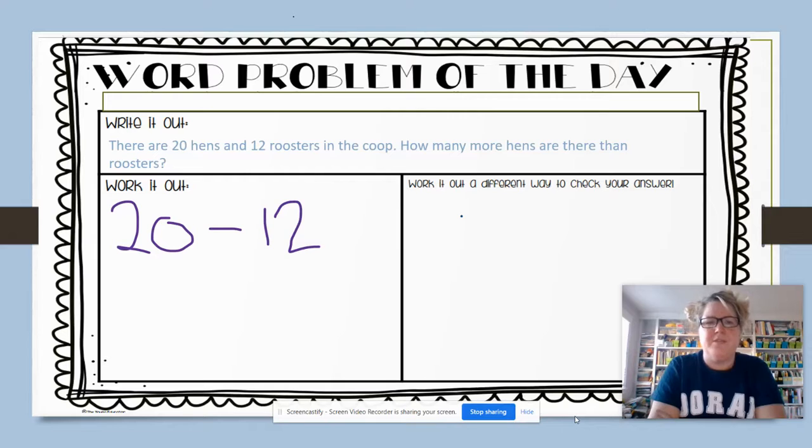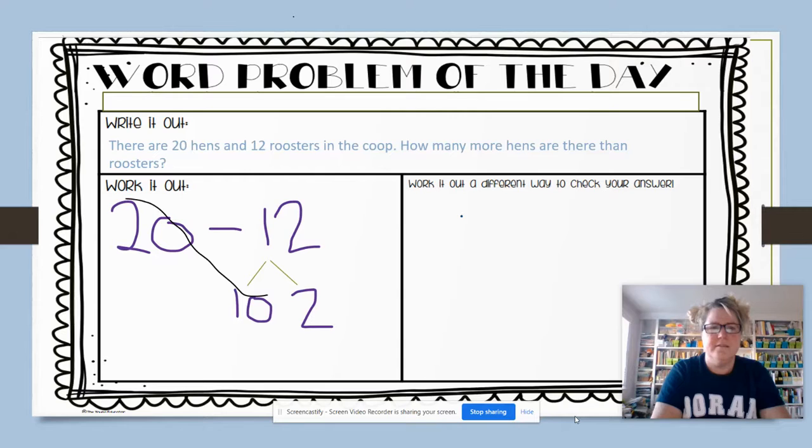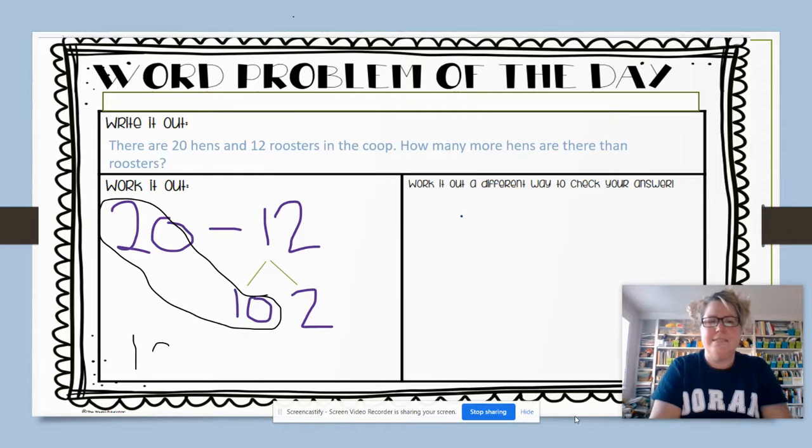And I'm going to break up my 12 because remember, I want to take that 12 from the 20 because that 12 represents my roosters. And it wants to know how many more hens there are. So I want to take the roosters away so I can figure that out. So I already see a 10, so I'm going to break that 12 into a 10 and a 2. So now I know that from my 20, I can take away 10, right? And if I know that 2 minus 1 is 1, then I know 20 minus 10 is 10.